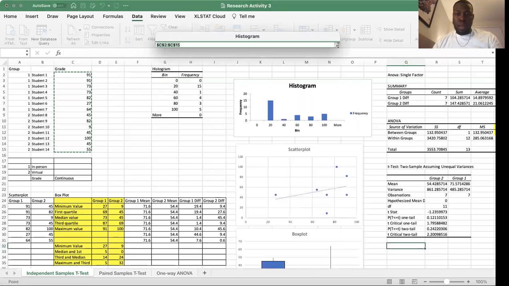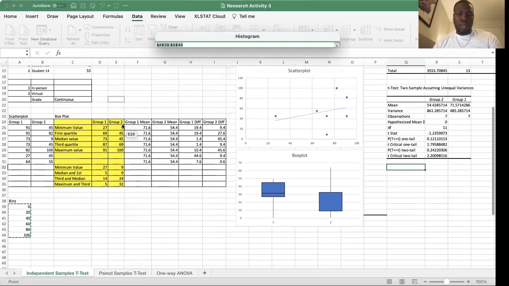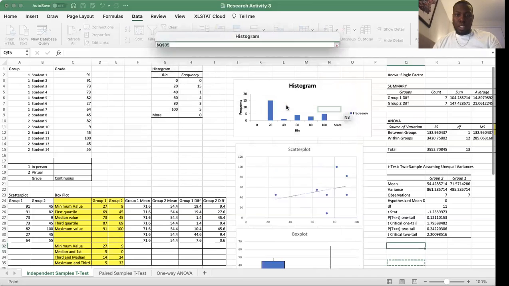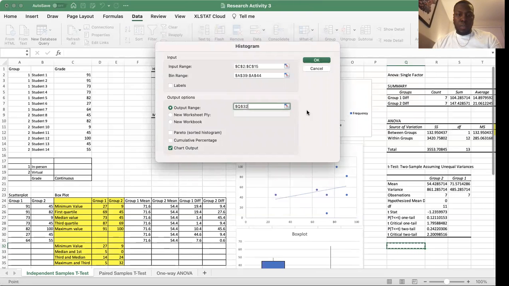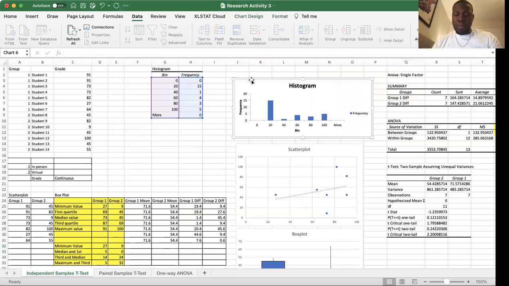Come back to my histogram, then I will go to the bin range. I will click this, it brings me back to the Excel sheet. And as you see, it already highlights my bins right here. Come back up here. All right. Then I will go to my output range. So pretty much where am I going to put the chart at? So I will click this, and it will take me back to my Excel sheet. And if I was going to create a different one, I will put it right here. I'll just click a spot, come back to the histogram information, and then I will check chart output. So with that, it gave me this chart right here.